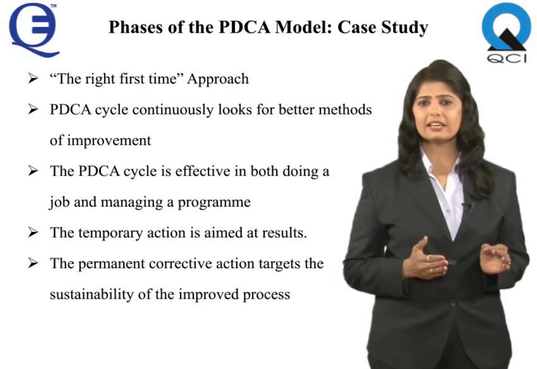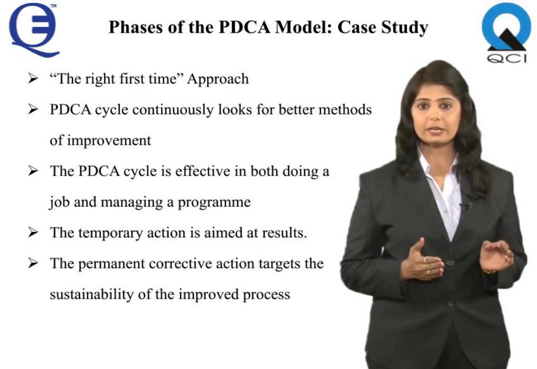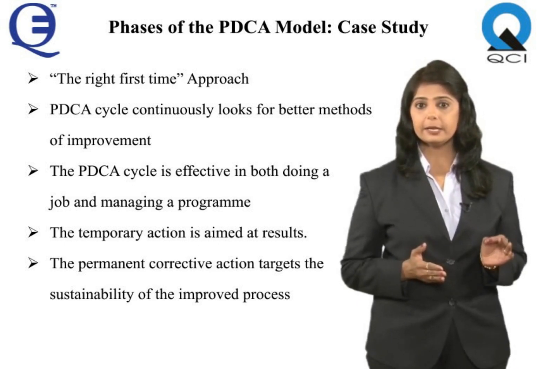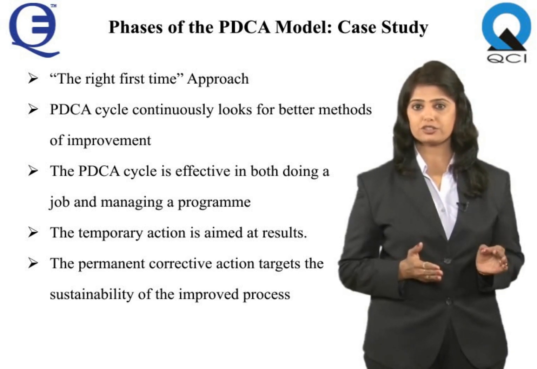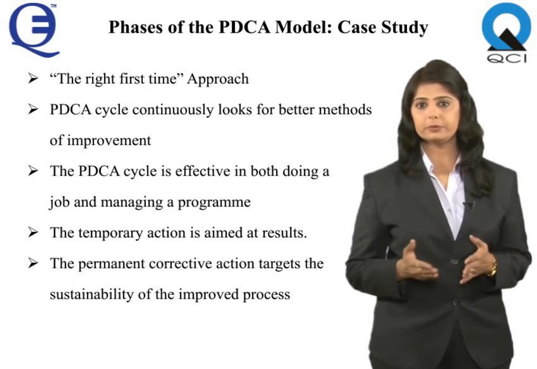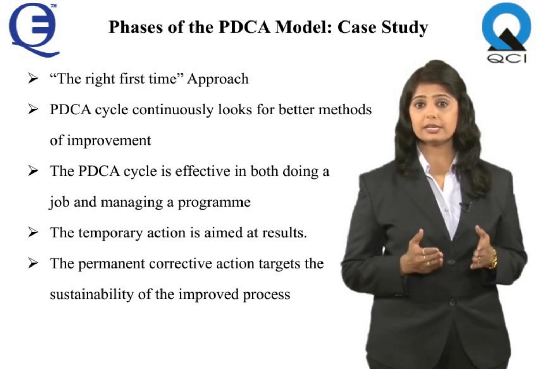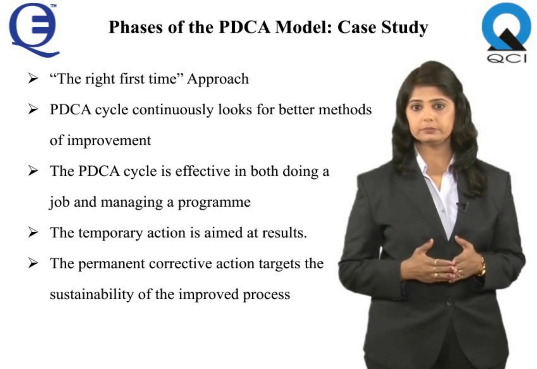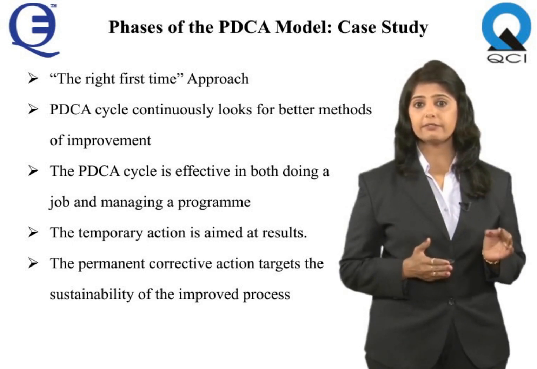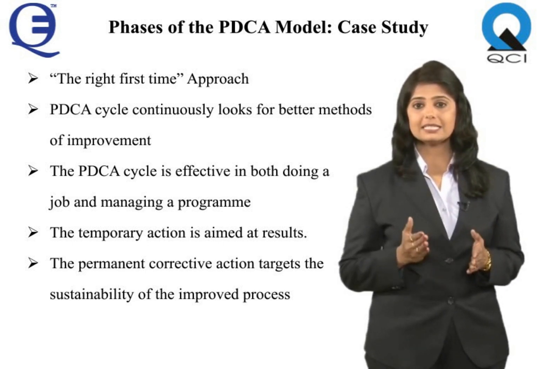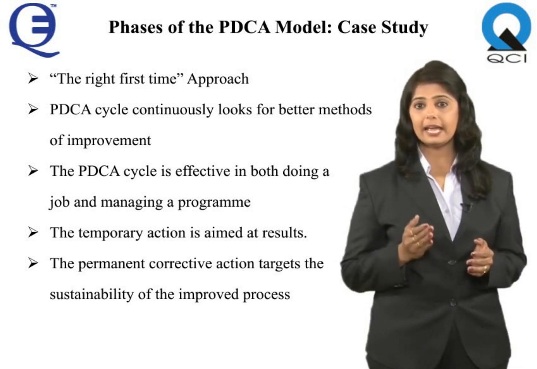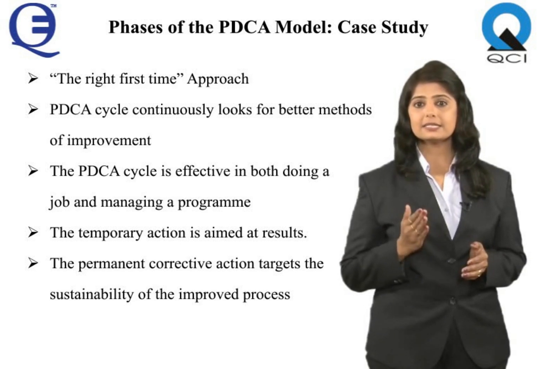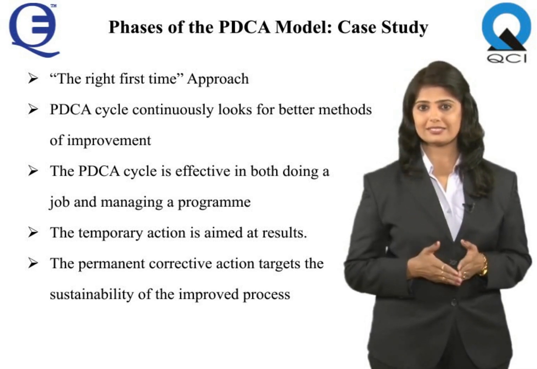The PDCA cycle is effective in both doing a job and managing a program. The PDCA cycle enables two types of corrective action, temporary and permanent. The temporary action is aimed at results by practically tackling and fixing the problem. The permanent corrective action, on the other hand, consists of investigating and eliminating the root causes and thus targeting the sustainability of the improved process.